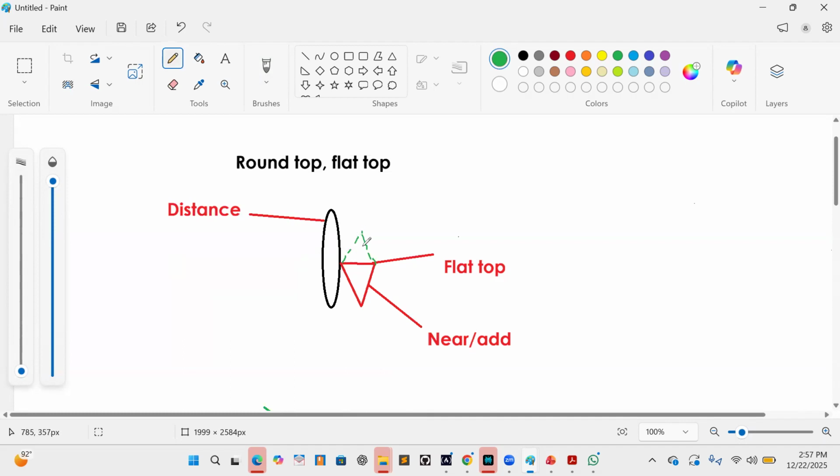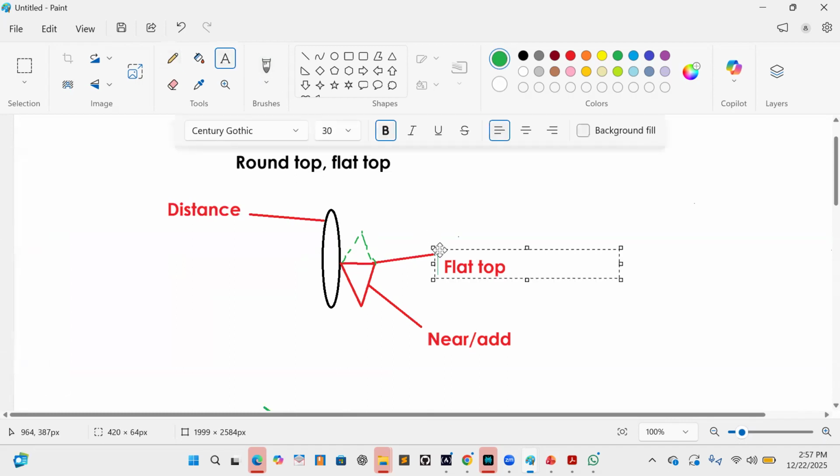So when you complete the half, because it's a plus lens, you now see that it's actually a plus lens. So the optical center is here, that is labeled there. This is the optical center of the flat top. It's located when you complete the other half. So that's the optical center for that flat top.